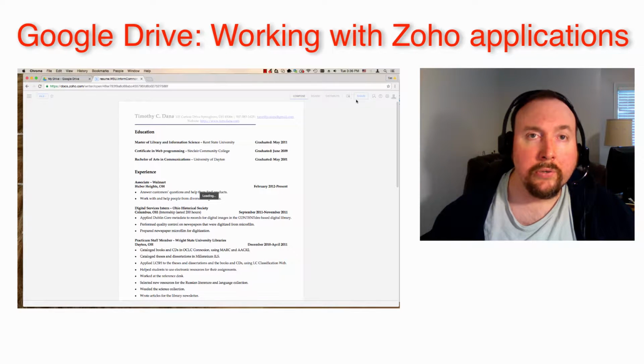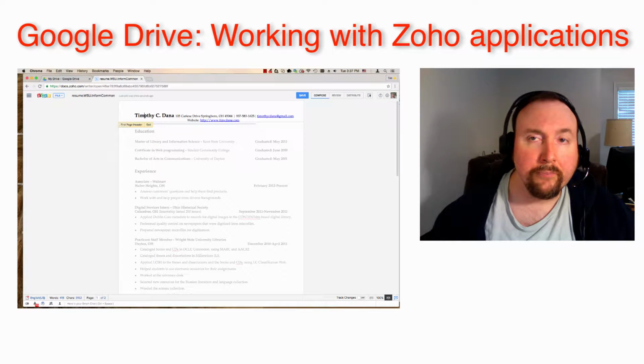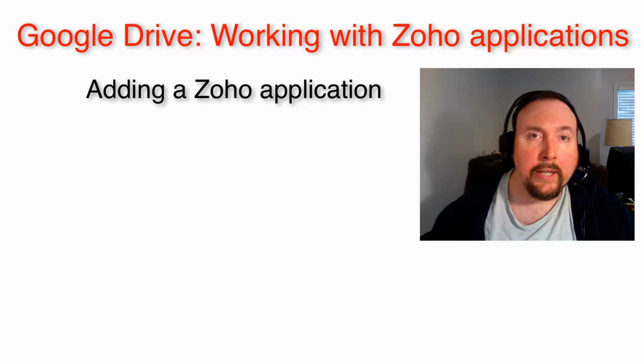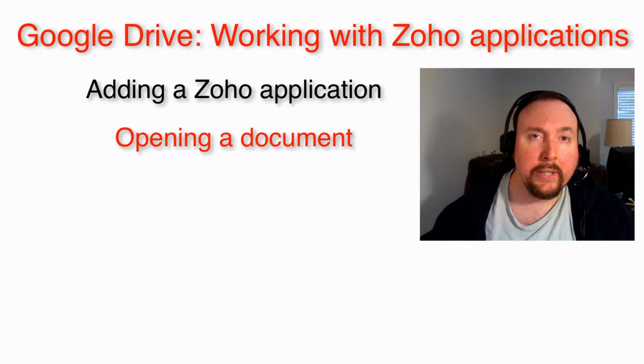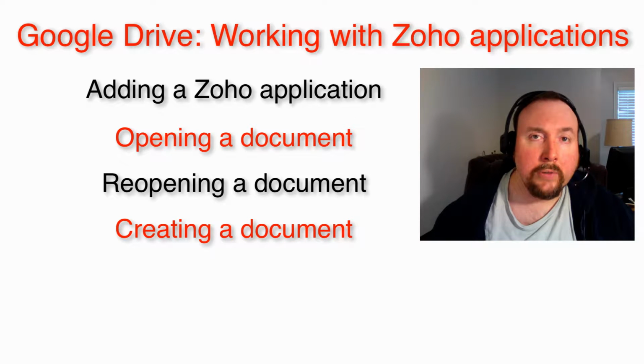Like Google, Zoho is a California-based company that creates productivity software that runs in web browsers. In 2012, it integrated several of its applications with Google. The sections of this video are adding a Zoho application to Google Drive, opening a document with a Zoho application, reopening that document, and creating a new document with a Zoho application.